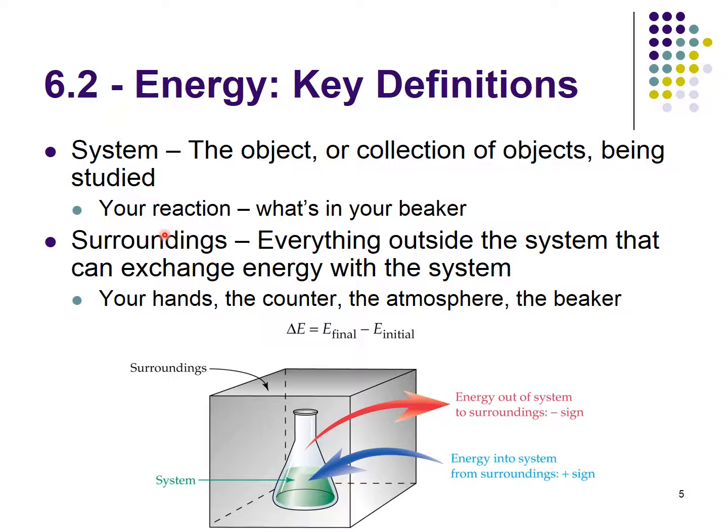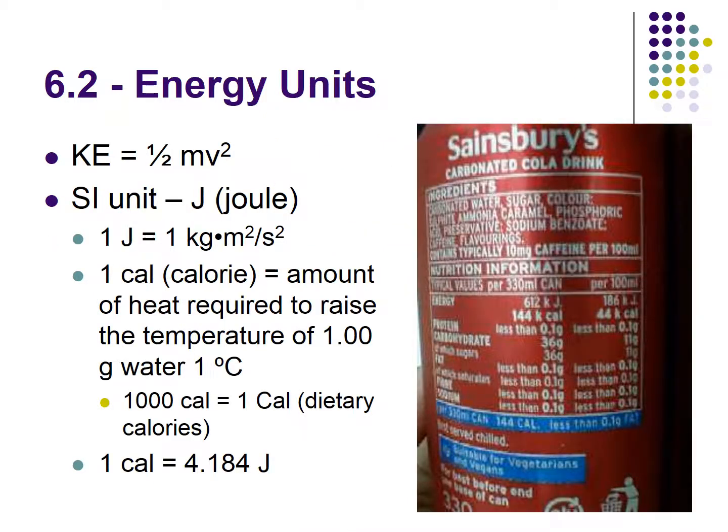Now, one of the things that can be confusing, especially if you're taking physics right now, or if you take physics at the same time you take Chem 1B, is the way that we define system and surroundings is the opposite from physics. Physics cares about the surroundings, and we care about the system. So if equations look different in physics, even though they're talking about the same thing, that's probably why.